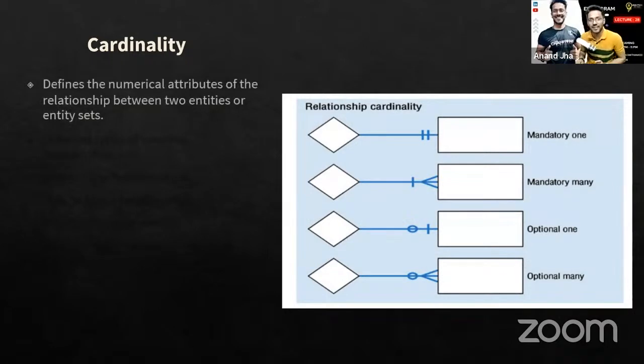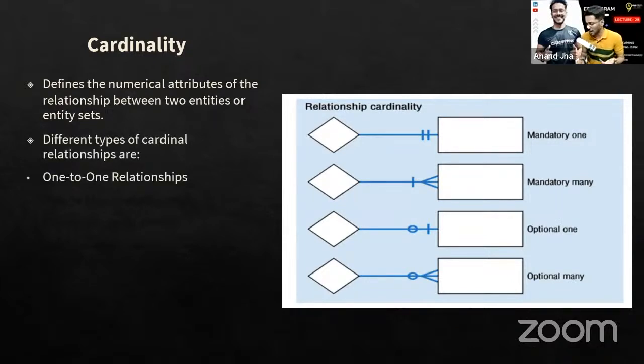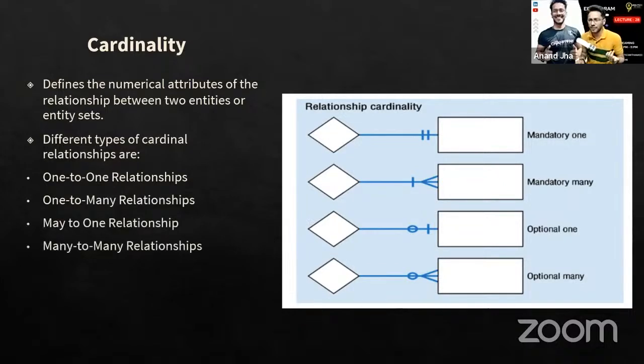Next, cardinality. This I was talking about in Monday's class. So it defines the numerical attributes of the relationship between two entities or entity sets, right? So what are the different types of cardinal relationship? One to one, one to many, many to one, and many to many, right? Now, here is a very important catch to hold on.